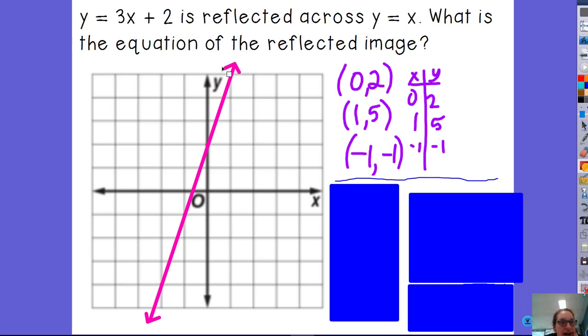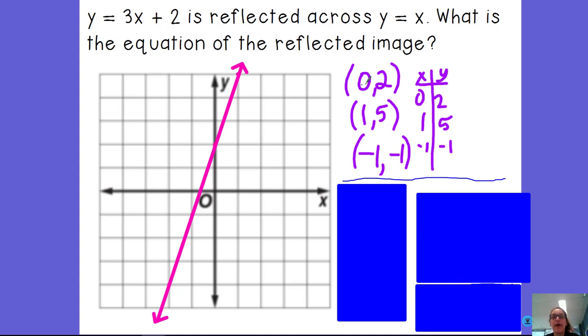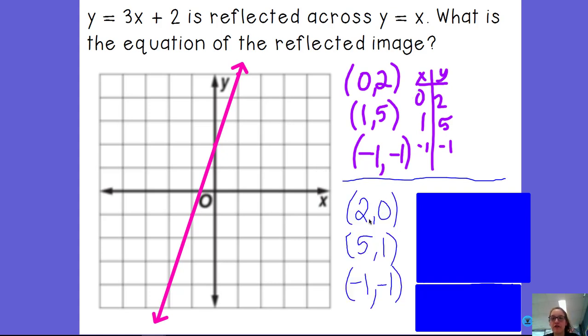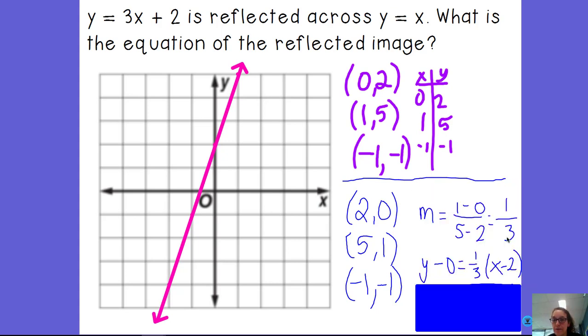Okay, so same line, y equals 3x plus 2, but this time we're going to reflect it across the line y equals x. So I could take my points and just reflect them individually across the line y equals x, interchange the x and y coordinates to get my new points as (2, 0), (5, 1), (-1, -1), so that one actually stays put. Then I could use those points to find the slope of the new line, which is positive 1/3.